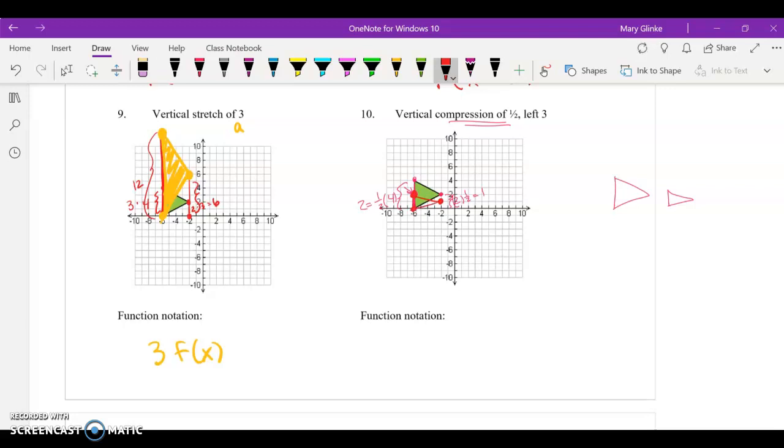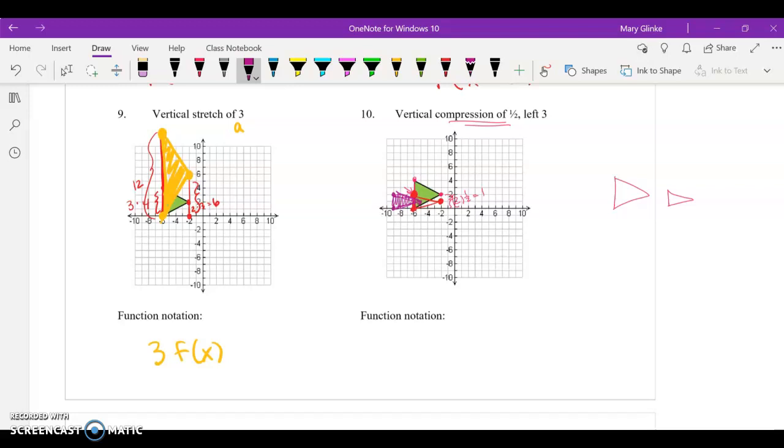But now I want to take this and move it left 3. So I'm going to go ahead and take each of these points and go left 3. 1, 2, 3, 1, 2, 3, and 1, 2, 3. So my new shape is this purple one right here. This is my new triangle shrunk to a height of 1/2 and moved left 3.